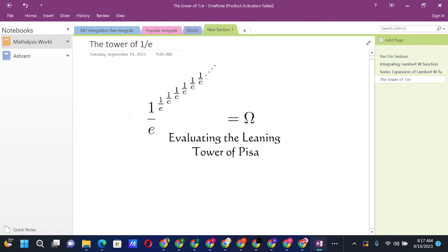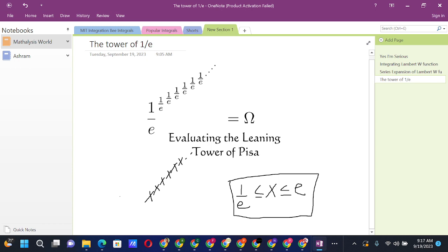But first, let us see why I have chosen 1/e over here. Basically, in one of my last videos, as shown in the card over here, I have shown that this tower of x to the power x to the power x to the power x converges to a certain value if and only if x is greater than or equal to 1/e and less than or equal to e. So only for these values our tower converges.